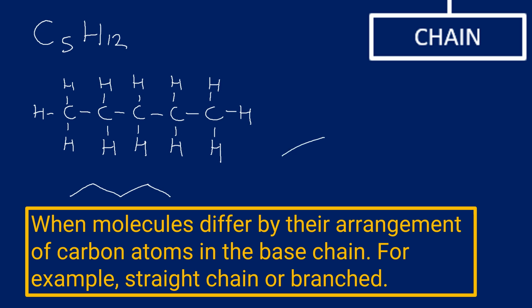The other isomer, or a branched isomer, would be 2-methyl-butane. Or I could also have dimethyl-propane. So these would be known as chain isomers.